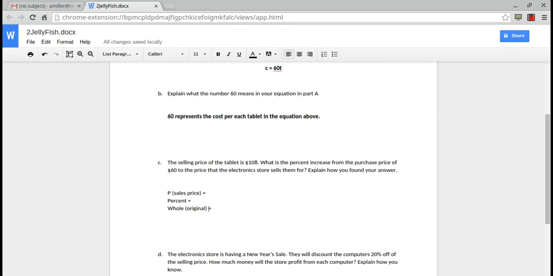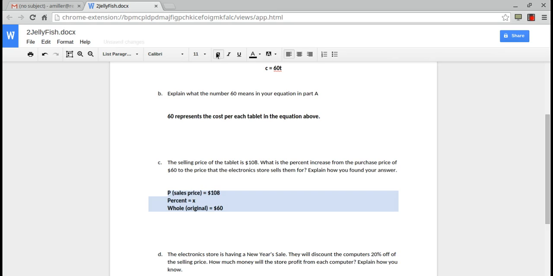The original price, this is a markup. So the original price is the amount that they paid for the tablets, which is $60. The sales price is the $108. And the percent, we don't know. We want to know what markup is it from 60 to 108. Now, there's more than one way to solve this. This is just how I did it. And I'll reveal my answer. And if you did it a different way and got the same answer, then that's fantastic.